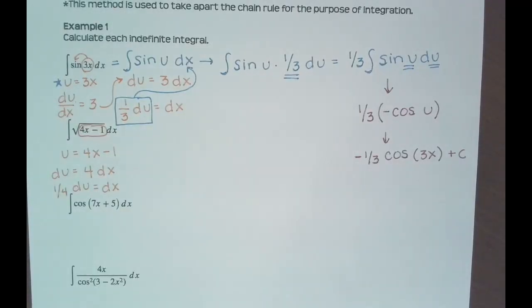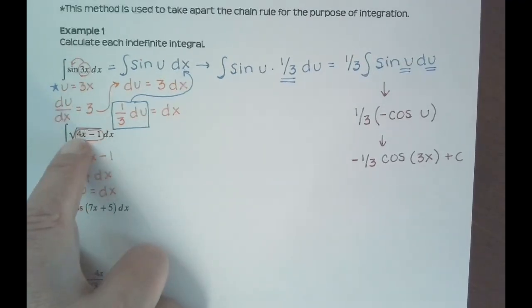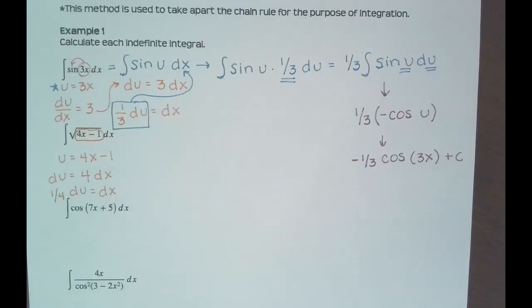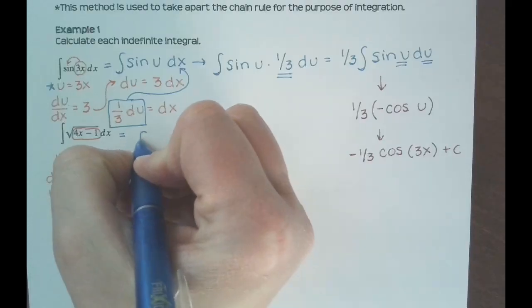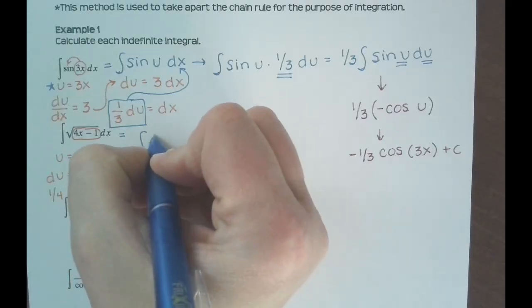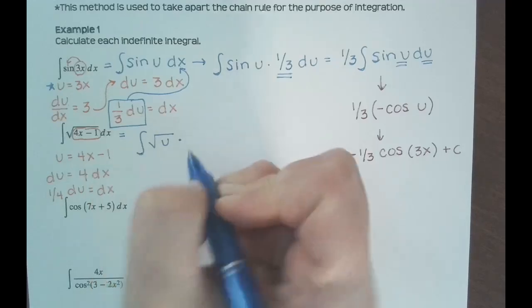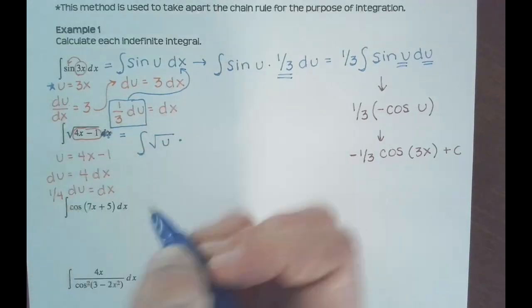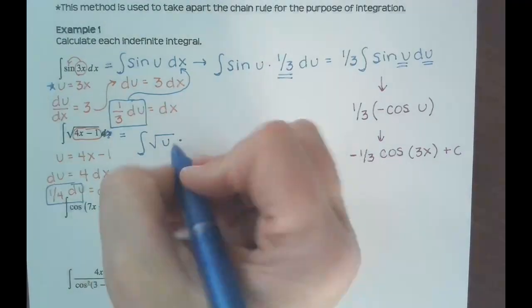Now that means that this would actually be another one that I could get away with just tacking a 1/4 onto my antiderivative of a square root. But we're practicing U-sub, so that's what I'm going to stick with right now. So when I rewrite this integral, this is now an integral of the square root. This 4x minus 1 is now a u. And then in place of this dx, I'm putting in the 1/4 du.